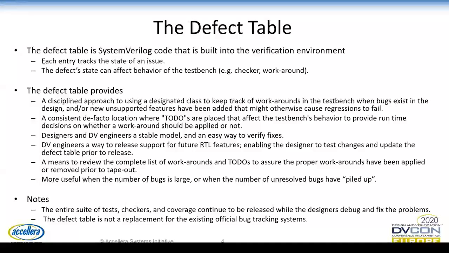And you can continue to add coverage. You can continue to have your tests running further and find other bugs and explore other pieces of the state space that wouldn't be possible if your test was just failing. The defect table is not a replacement of the bug tracking system. The bug tracking systems are pretty good. They're here to stay. They do their jobs quite well. What we're doing is just creating an image of that in the test bench to be able to take action around these bugs and make progress.